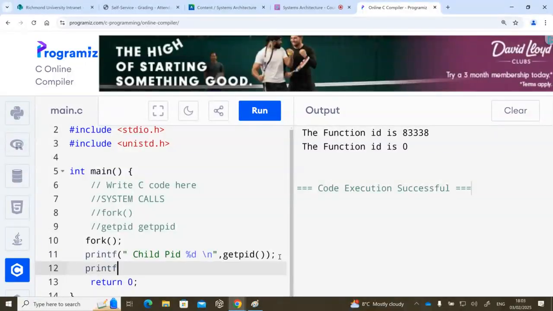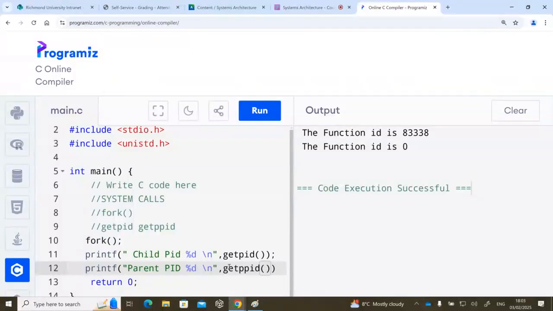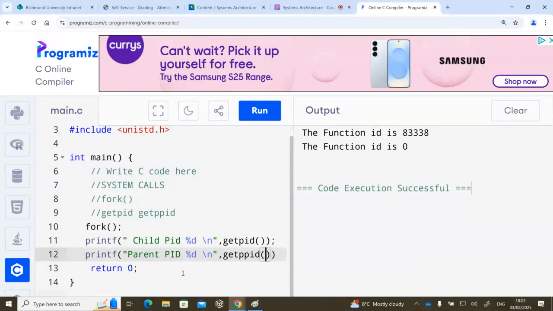And then the next line you have to say printf parent PID %d backslash n, then a comma. What should I say here? Very good. You have to say getppid(). And will you get an output of 0 here? No, because these are process IDs. They are not function IDs.